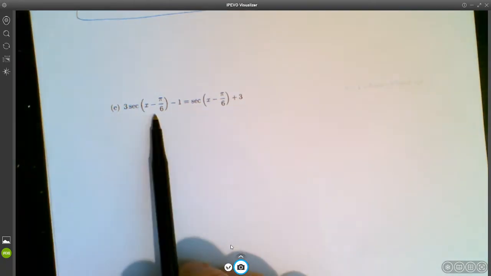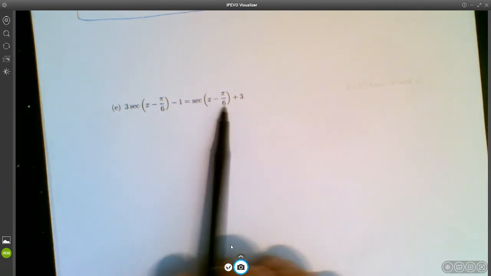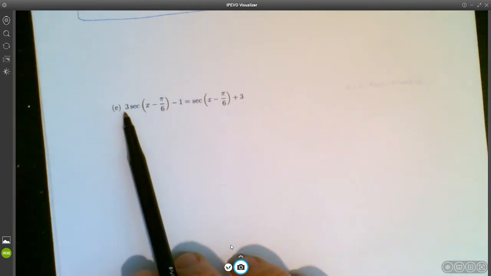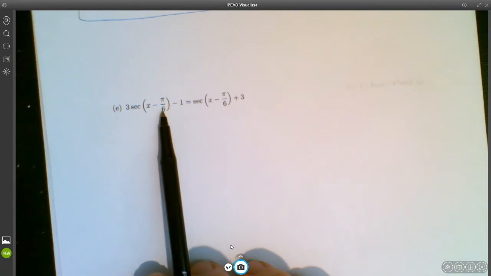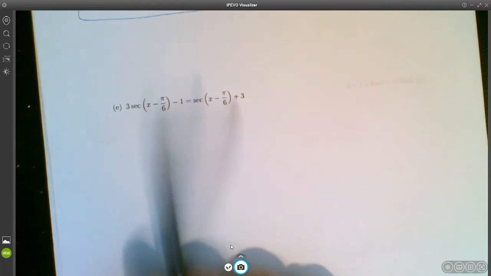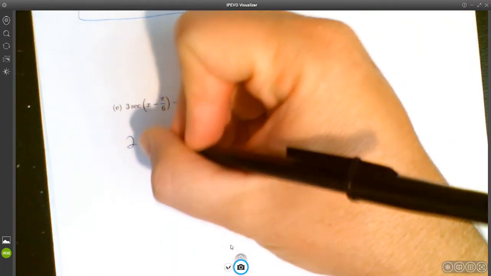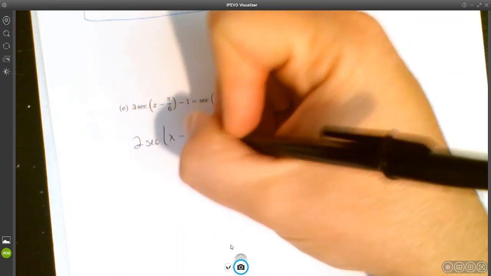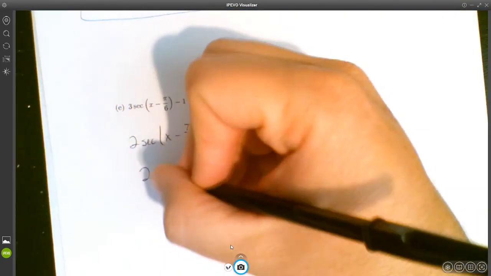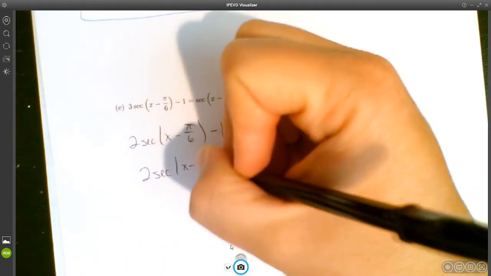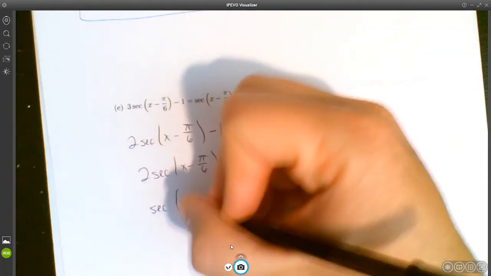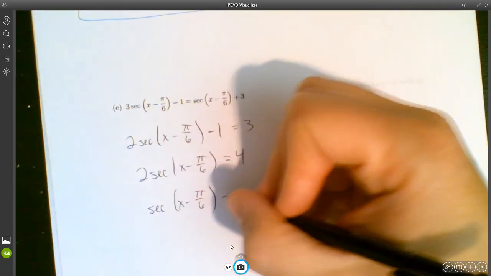Okay. So here we've got 3 secant of x minus pi over 6, and here we've got a secant of x minus pi over 6. Notice that they're really the same variable. So we have 3 copies of this thing on the left-hand side and 1 copy of it on the right-hand side. So we can just move this copy over there, and that would give us 2 secant of x minus pi over 6 minus 1 equals 3. Then we can add 1 to the other side. 2 secant of x minus pi over 6 equals 4. And then we could divide by 2. Secant of x minus pi over 6 equals 2.